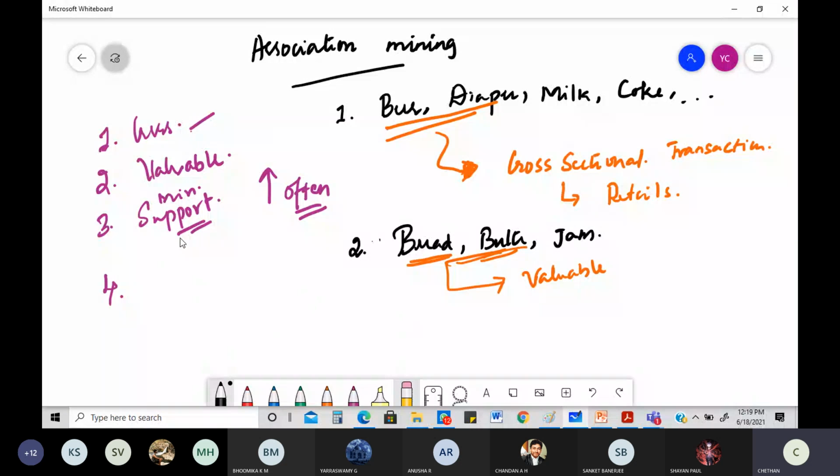See, the other thing was minimum support. The next thing that you people need to think of is with regard to minimum confidence.